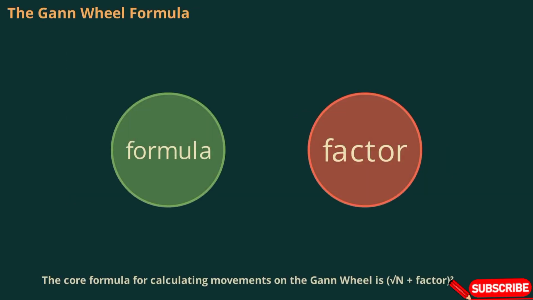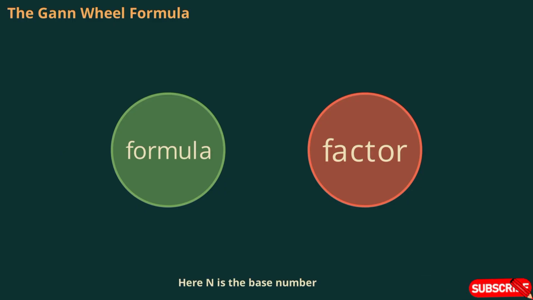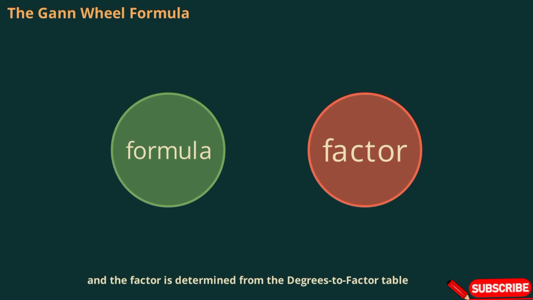The core formula for calculating movements on the Gann wheel is (square root of n plus factor) squared. Here, n is the base number, and the factor is determined from the degrees to factor table. This formula allows traders to move up, down, or around the square of 9 by adjusting the factor. Mastering this calculation is essential for anyone looking to apply Gann's methods effectively.